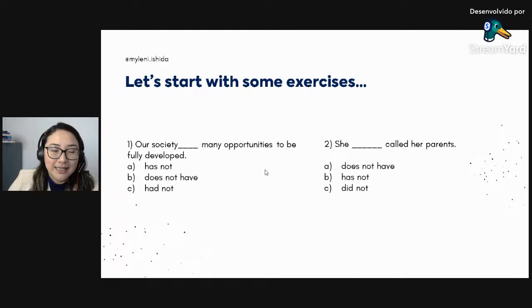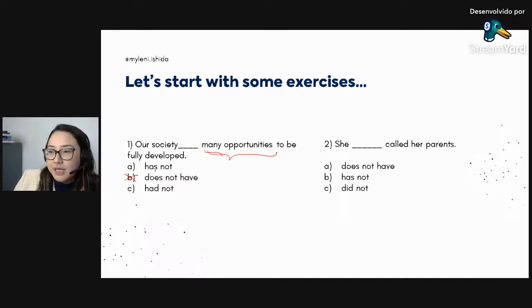Our society does not have many opportunities. And the key for you to know the correct answer here is to think about what comes after the blank space, many opportunities. If I don't have something, right? We need to have a noun phrase, okay? So here we're going to say, our society does not have.